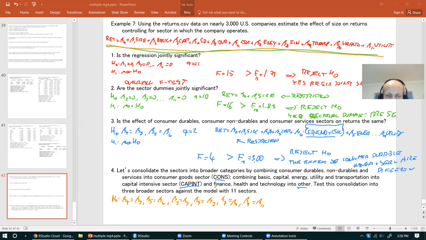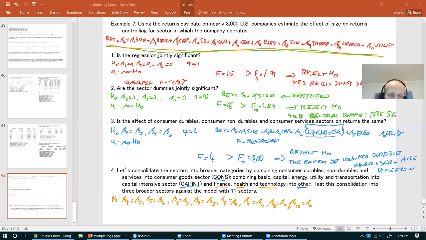Now, what about grouping finance, health, and technology into one? Well, the sector that we decided to leave out in the original regression was technology. And so now we want to group finance and health with technology. But technology is captured in the left-out category, which is captured by the intercept. So we will constrain beta 8, which is on finance, to be equal to beta 0. We want to fold it into the intercept. We do the same thing with health: beta 10, which is on health, has to be equal to beta 0.